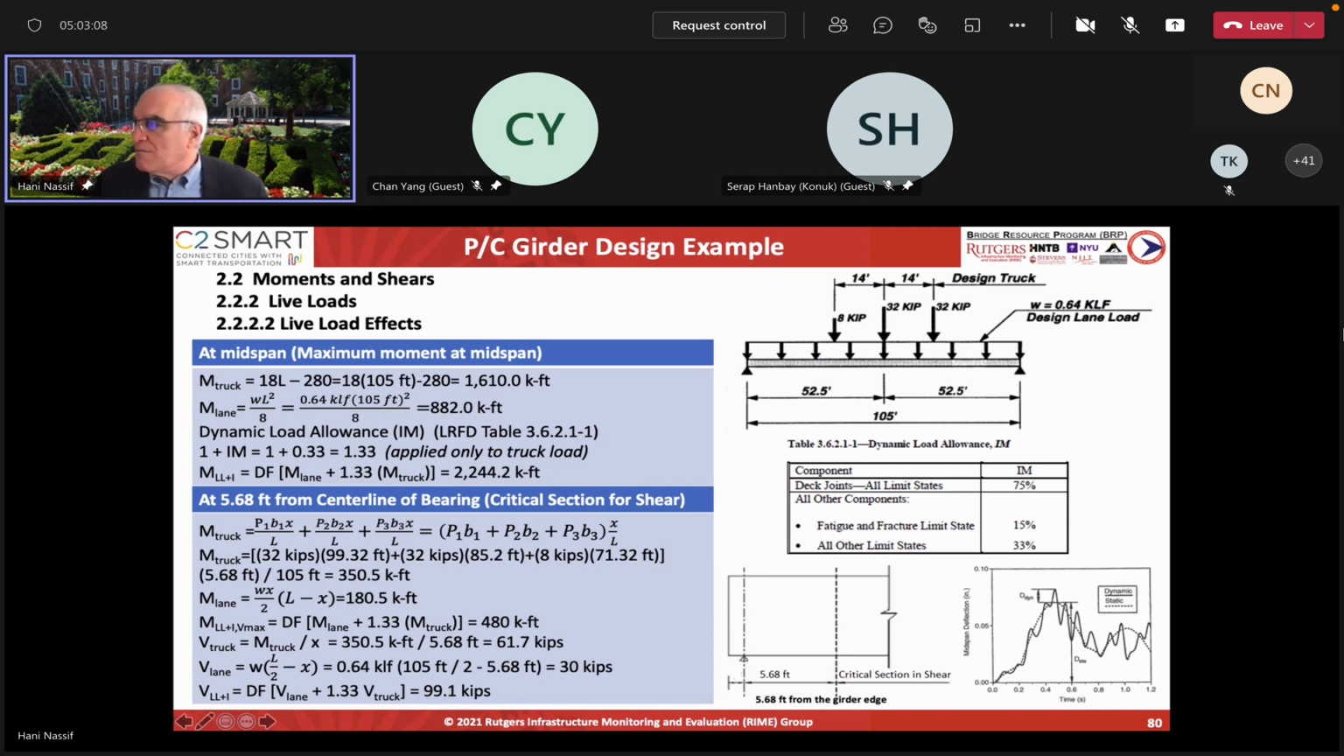If you want to be more exact, the WL squared over 8 happens in the middle. You can add that moment that comes from the truck, also the heavy axle being in the middle span. And that is very, very close.